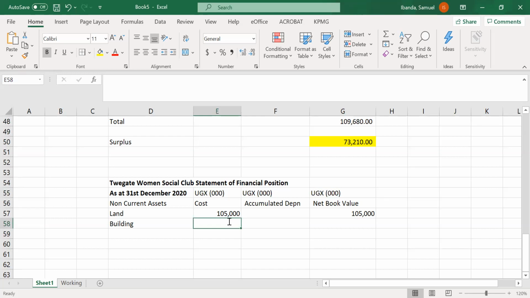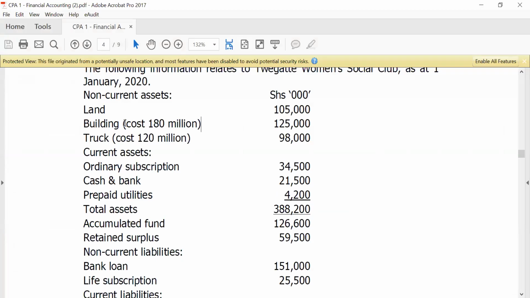So 180 million will be 180,000 recorded there. Ask yourself, what is the accumulated depreciation and what is the net book value? This question didn't give us the accumulated depreciation for the building, but we know very well that for you to get the net book value, you get cost minus accumulated depreciation. For the 125, you get this 180 minus accumulated depreciation.